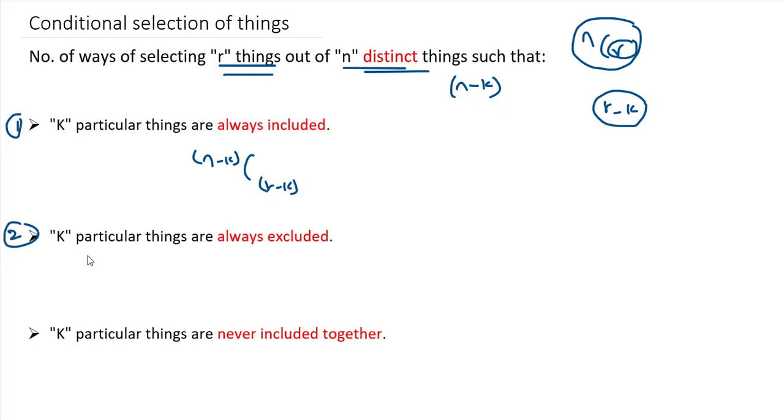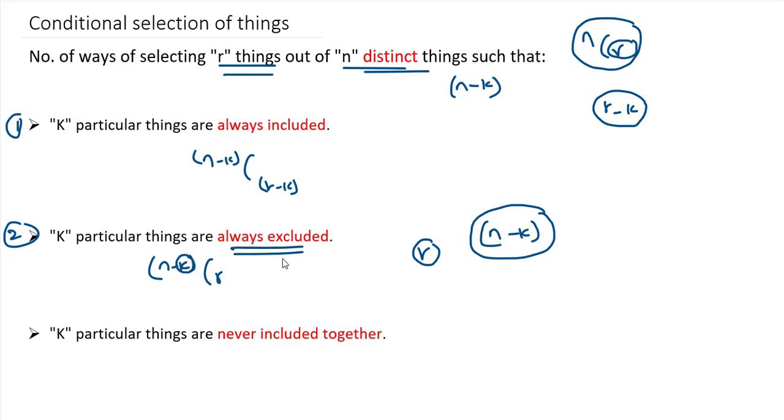In the second case, k particular things are always excluded. So now you need to make a selection of r things out of a group of n things, but from these n things there are k things that you can never select. So you'll have to subtract this k. So now only the ones which are available for selection will be n minus k. So this can be done in n minus k C r ways, because k particular things are always excluded. They can never be selected.